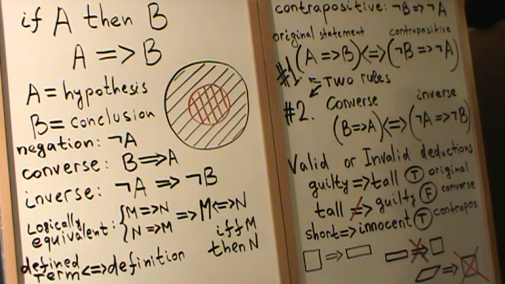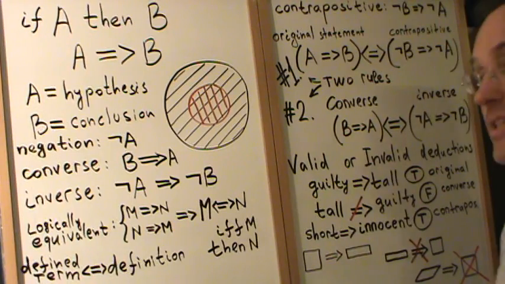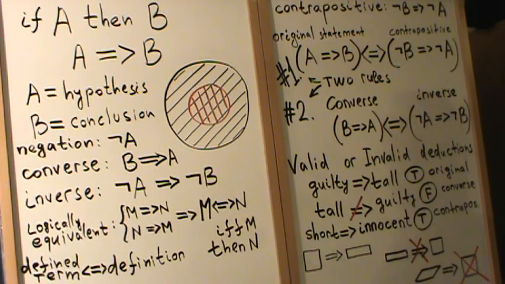For example, let's say you're a detective and you know that the one who did it was tall. So you can write: if guilty, then tall. And this is a true statement because you know this for sure. And this is our original statement.